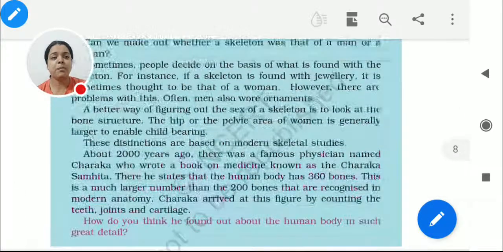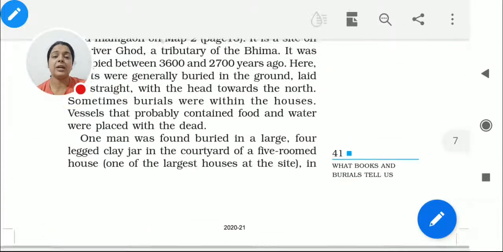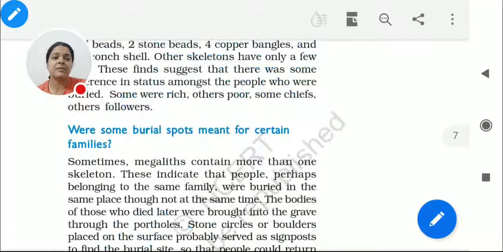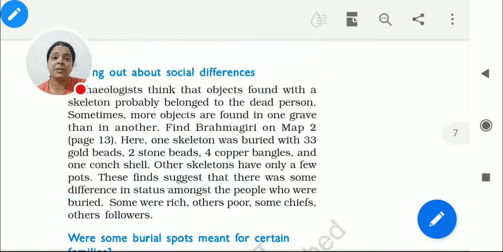We got to know about Inamgaon, the occupation, the kind of things the people were using, and the special kind of burial we found. There was an adult in a straight form with crossed legs, right? The person was buried in a 5-room house. We even got to know what the burials are telling us.